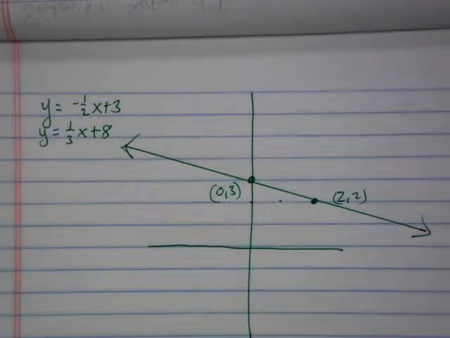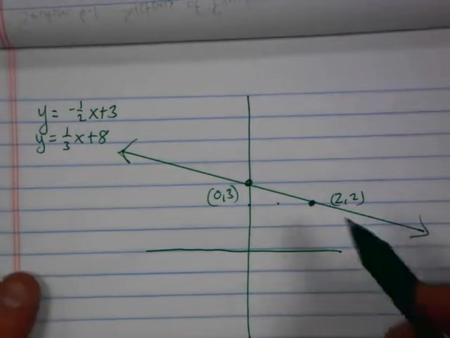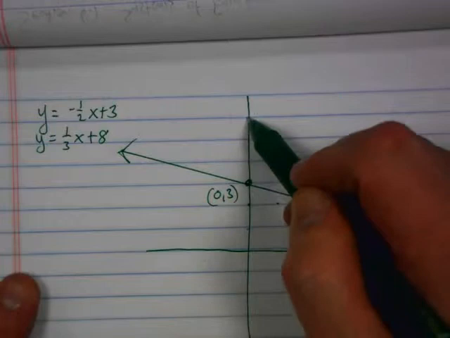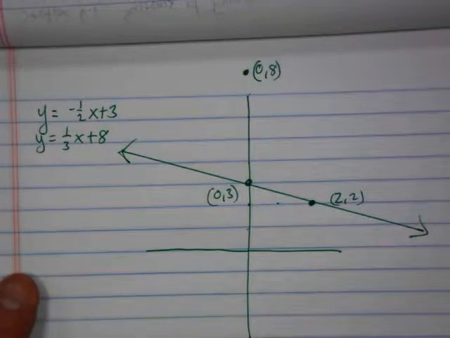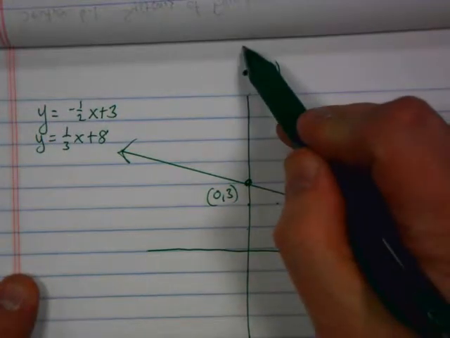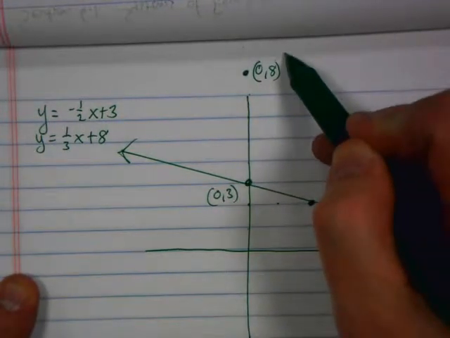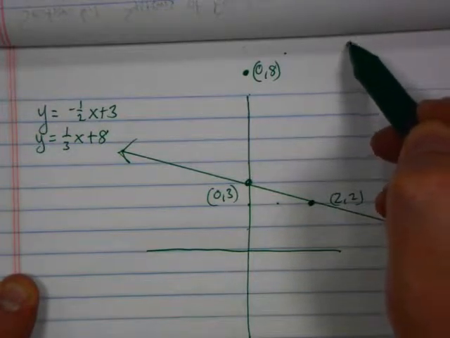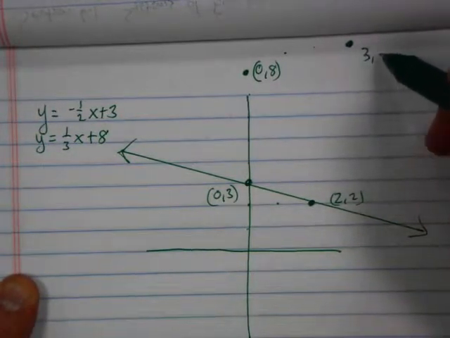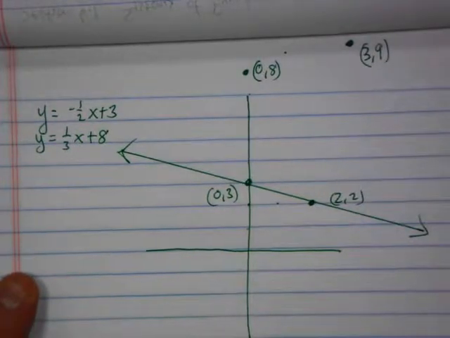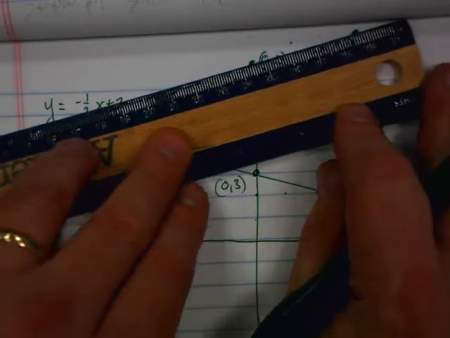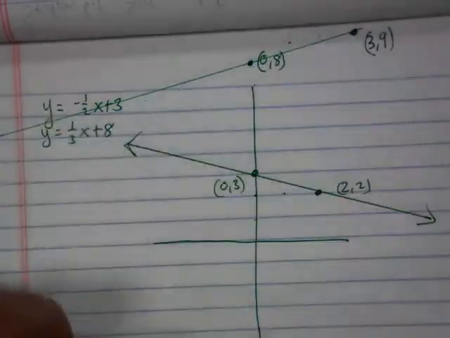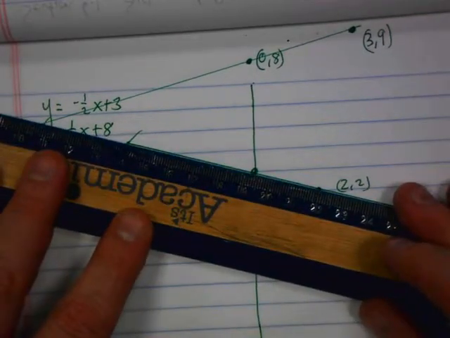All right, the second one. Y-intercept is at 8. 2, 3, 4, 5, 6, 7, 8. And then my slope tells me to go up 1 over 3. 1, 2, 3. So that's the point (3, 9). And I draw that line. Could extend this first one.